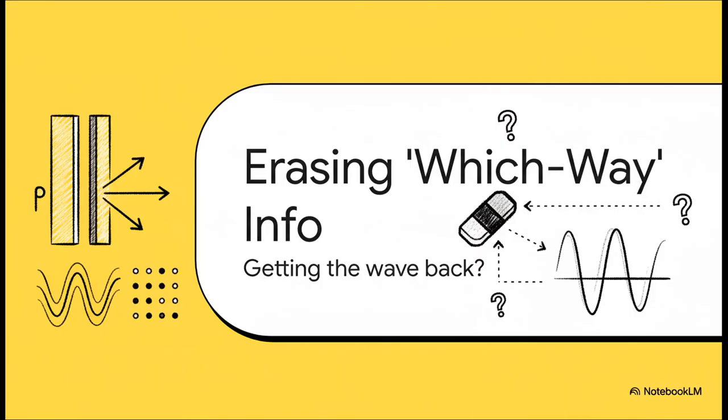So this leads to a really clever follow-up question. We know that getting that which way information, knowing which slit the photon went through, destroys the wave pattern. The system just kind of snaps into a boring classical state. So physicists wondered, what if we could get that information and then erase it? Could we bring the interference pattern back from the dead?